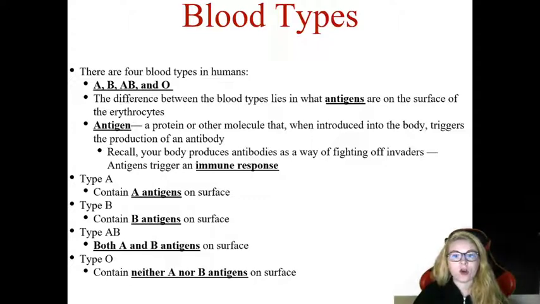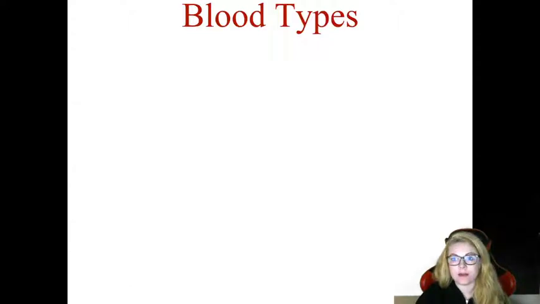All right, and so what we just said is the difference is what antigens are on the surface. So if you look here, type A is going to contain A antigens on the surface. Type B is going to contain B antigens on the surface. Type AB, you guessed it, is going to have both A and B antigens on the surface. And type O has neither A nor B antigens on the surface. So it's the presence of these antigens that dictates which blood type you inherited.